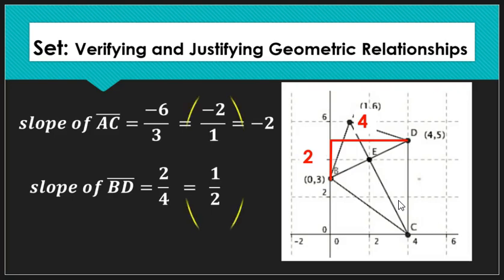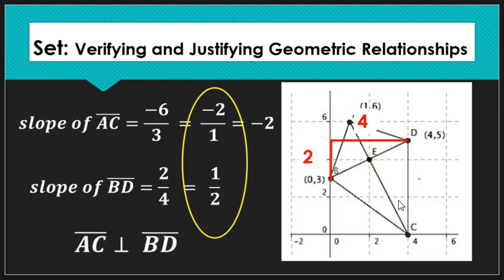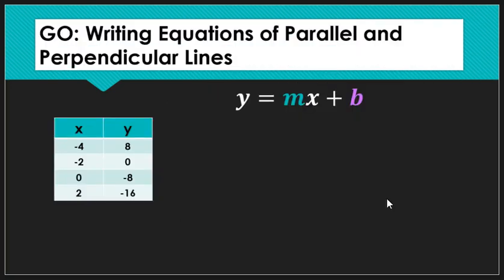Now when we compare the slopes, we see that the slope of AC is -2 over 1, where the slope of BD is 1 over 2. Those are opposite reciprocals. And so we know that they are perpendicular. So segment AC is perpendicular to segment BD. Now we're going to look at the Go, where we're going to write equations of parallel and perpendicular lines.